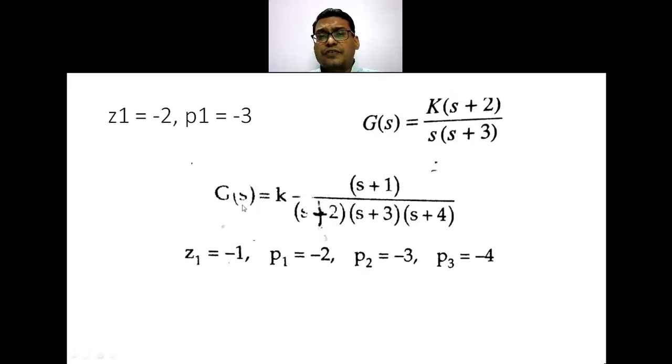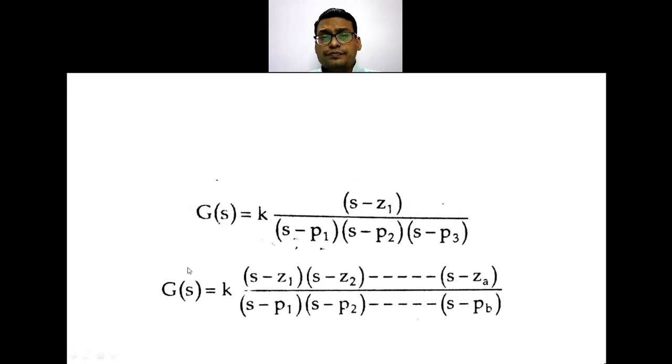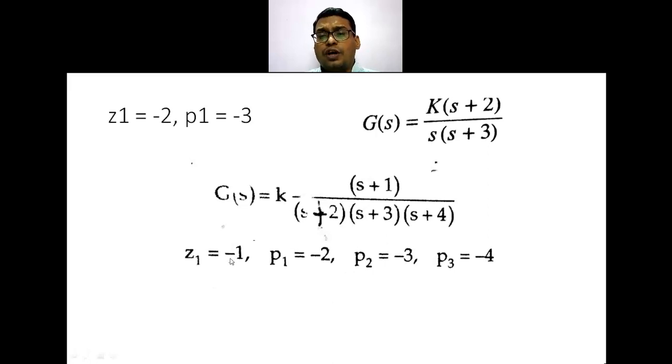Then the second transfer function G(s) is equal to K (s plus 1) upon (s plus 2)(s plus 3)(s plus 4). In this case, s will be equal to minus 1, so the open loop zero is minus 1, Z1. Zeros are indicated by the A, so A will have the value of 1 and B will have the value of 3. The poles are minus 2, minus 3 and minus 4. So these are the open loop zero and open loop poles.